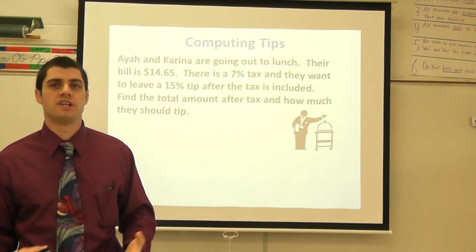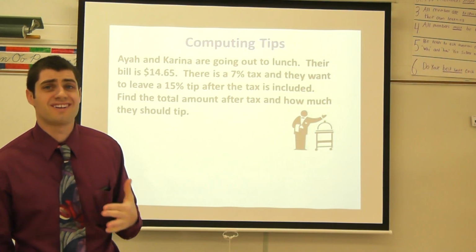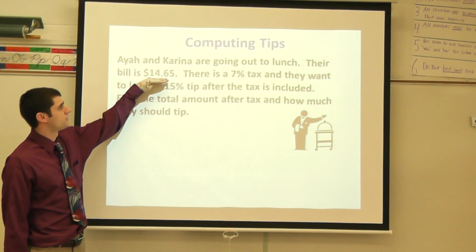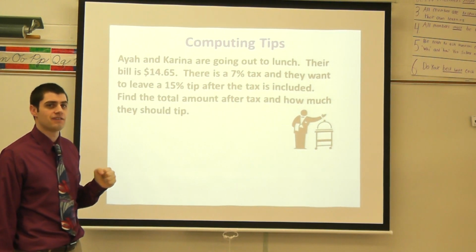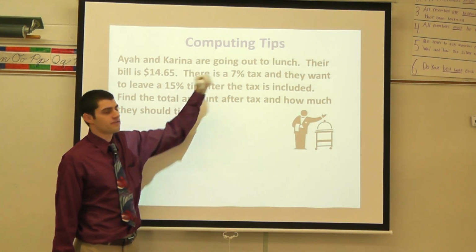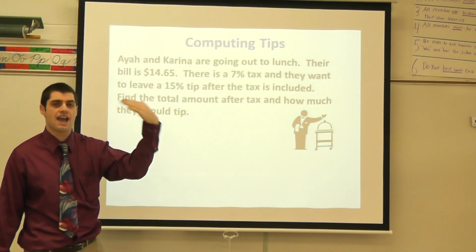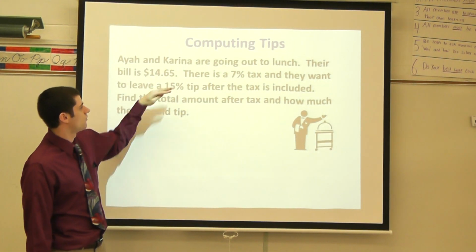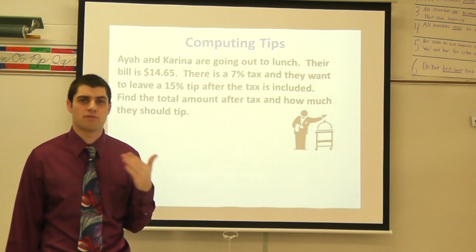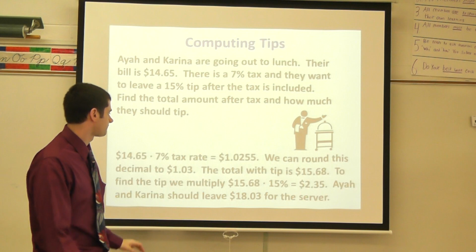There are a couple of steps we need to do here. First, we're going to calculate the tax of our bill. Their total bill is $14.65 before tax. I'm going to find what their bill is going to be after a 7% tax, and then I'm going to figure out what a 15% tip would be for our server. So let's break this down and go step by step.